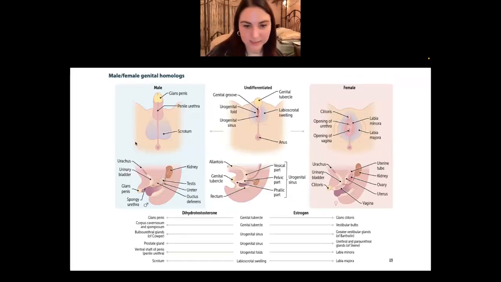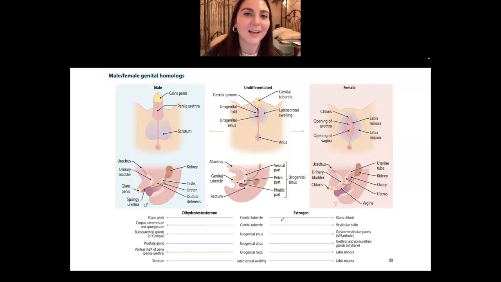All right, and then one more slide. This is what I was mentioning. This is going to be the most annoying thing to memorize, but you need to know it. It's just going to be random questions. They'll ask, what is the female analog to the bulbourethral glands of Cowper, or Cowper's glands? It's going to be the greater vestibular glands of Bartholin in the female. They'll just ask that.